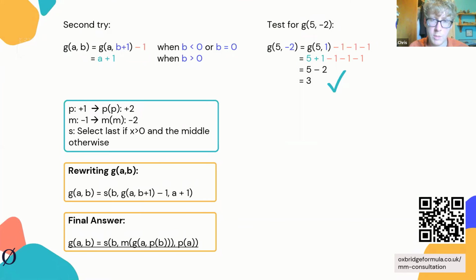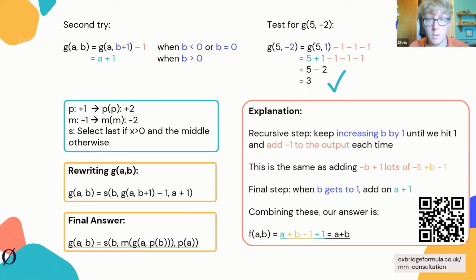And the other part of our answer is meant to be an explanation. But we did do this for F already. So we'll just write it in the same way as we did for F. So we label our recursive step where we keep increasing B by 1 until we hit 1. We add minus 1 to the output each time. And how many times have we added minus 1 then? So minus B is like the size of B. So that's how many times we have to add 1 to get to 0. And then we do it an extra time. So that's minus B plus 1. And it's that many lots of minus 1. So the actual amount we add is going to be minus 1 times that. So cancel the minuses and we get plus B minus 1.